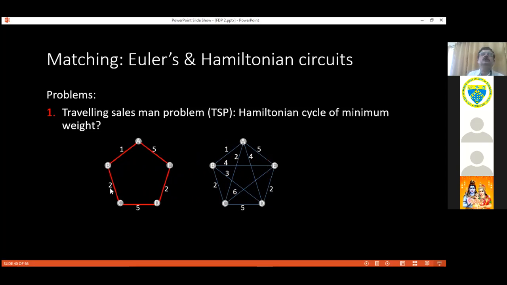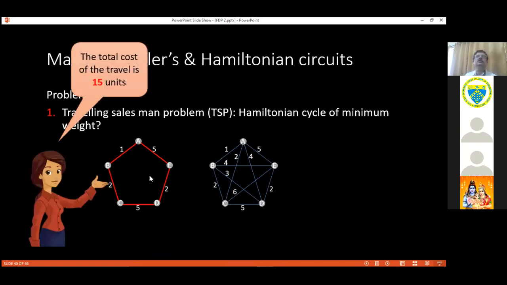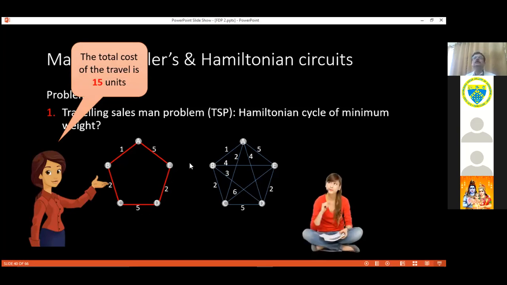1 plus 2, 8, 10, 15. Okay, I got a tour covering all the vertices. I'm spending 15 rupees or 15 hours or $15, whatever. So the total cost of the travel is 15 units. That is the minimum. This is the method of finding the Hamiltonian cycle with the nearest neighbor method.